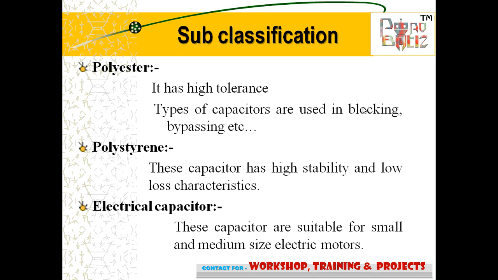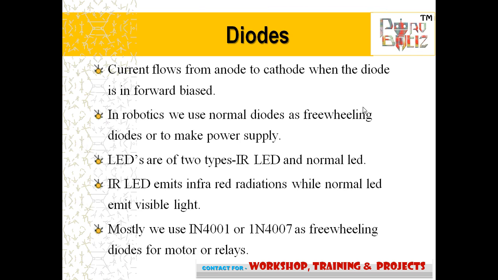Polyester. It has high tolerance. This type of capacitor is used in blocking, bypassing, etc. Polyester. This capacitor has high stability and low loss characteristics. Electric capacitor. This capacitor is suitable for small and medium sized electric motors.